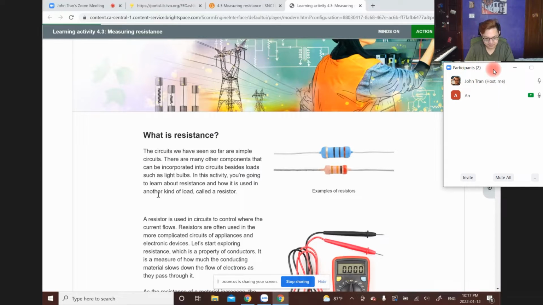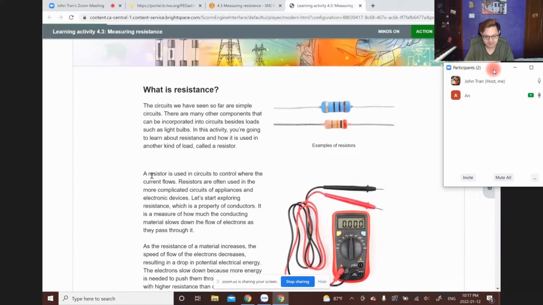Example of a resistor. A resistor is used in a circuit to control the current flow, and is often used in more complicated circuits of applications and electronic devices. Let's start exploring resistance, which is a property of a conductor. It is a measure of how much the conducting material slows down the flow of electrons as they pass through it.